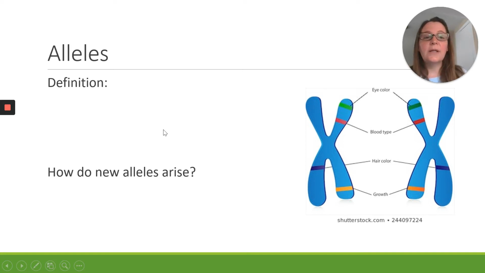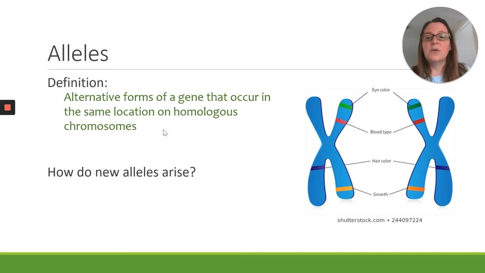So let's talk about alleles. Based on what I've seen from you guys already, you have a pretty good grasp of this, but here's another short definition: alternative forms of a gene that occur in the same location on homologous chromosomes. So here's a picture of homologous chromosomes. These are actually the two that line up together in prophase 1 and then go through crossing over.